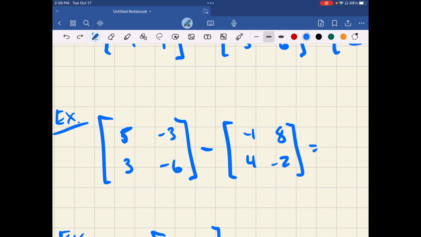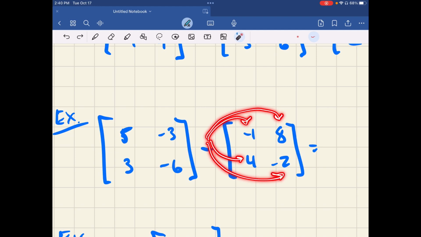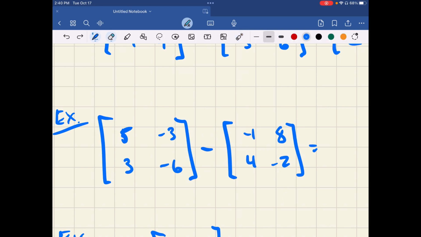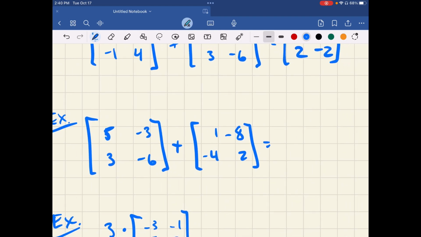Let me show you a trick for subtraction that I like. I'm going to take this negative and distribute it out to every single number inside of my matrix. I'm essentially multiplying by -1 and changing all the signs of the numbers on the inside. So the 1 turns to positive, the 8 turns to negative, the 4 turns to negative, and the 2 turns to positive. Now I'll have a plus sign in the middle. I'm taking that subtraction sign, distributing it out to everything inside of that matrix, and now I have an addition problem.